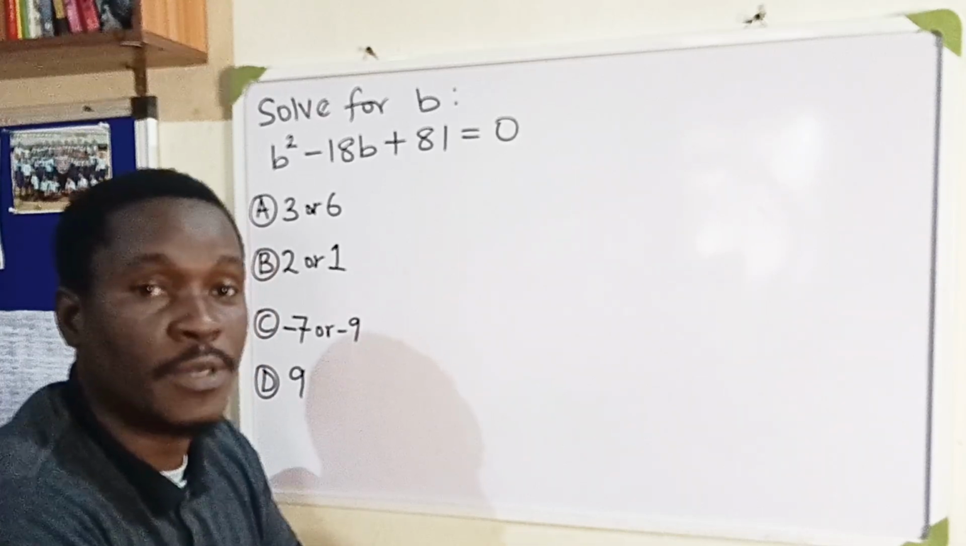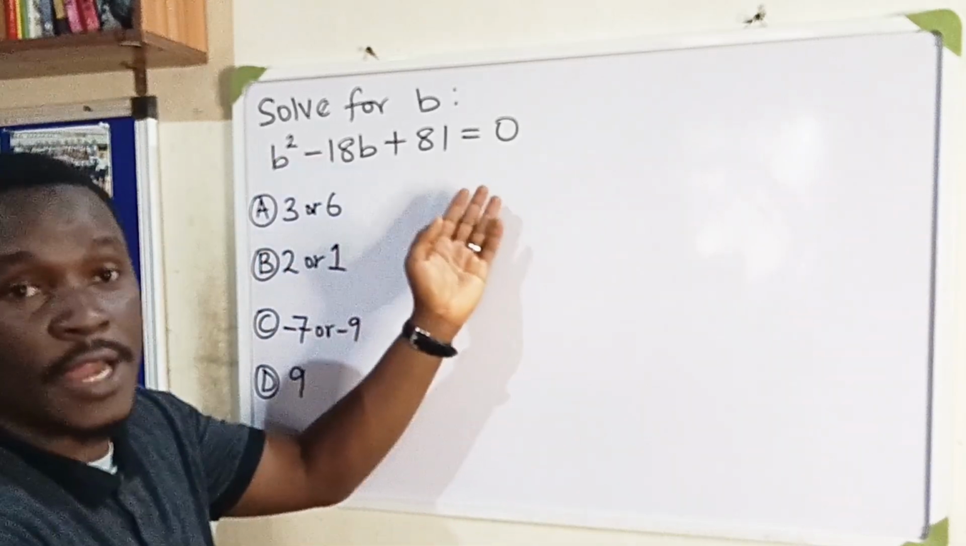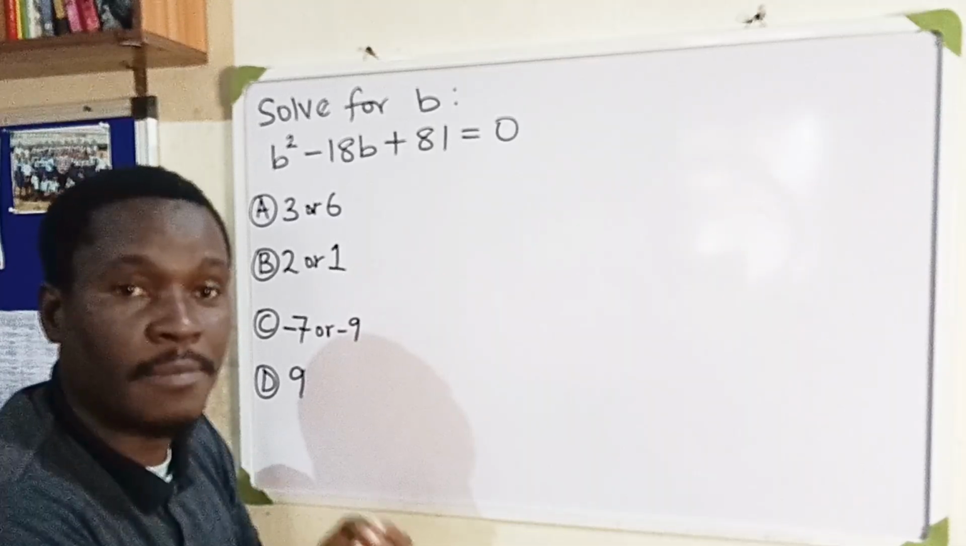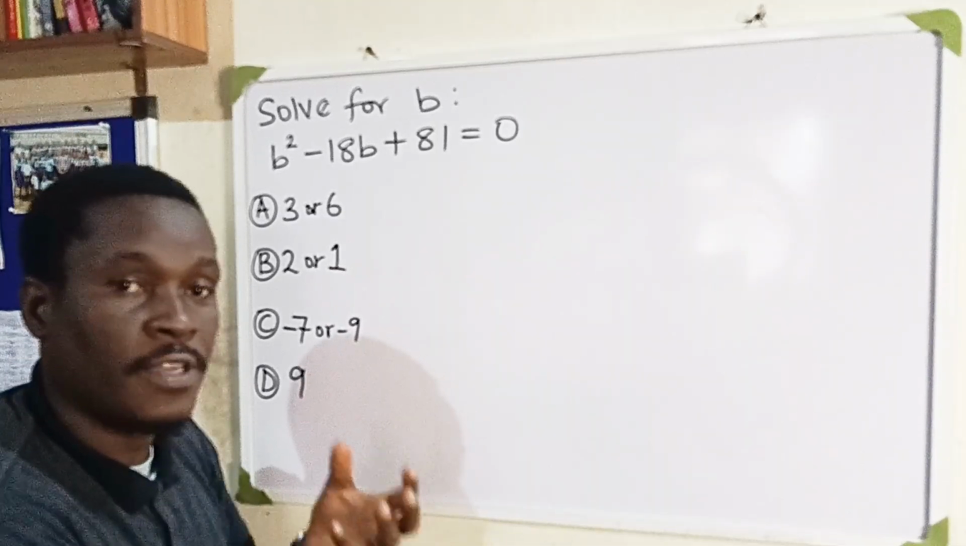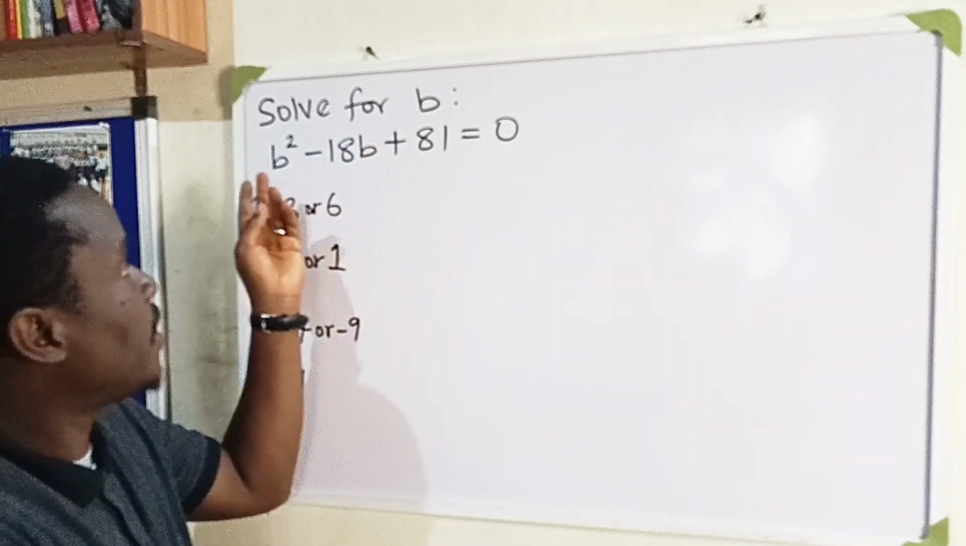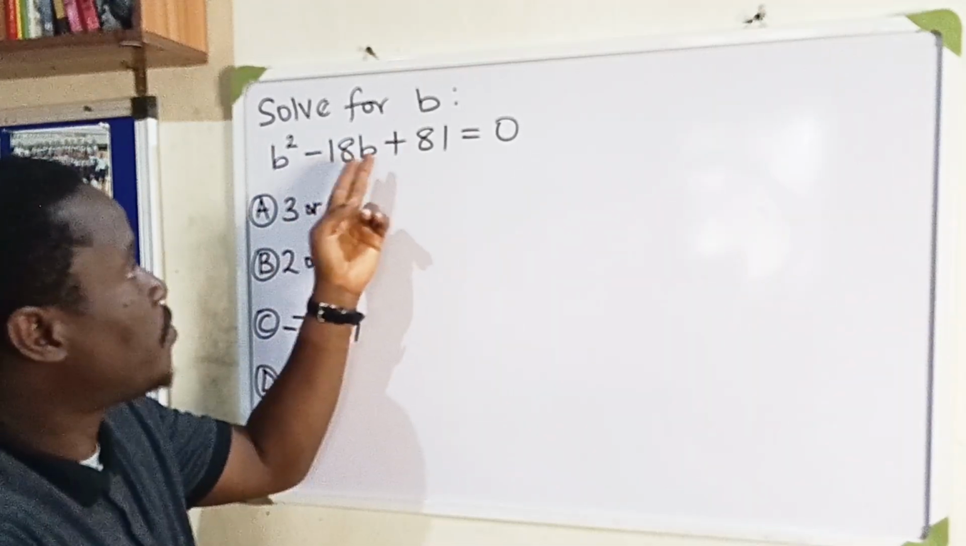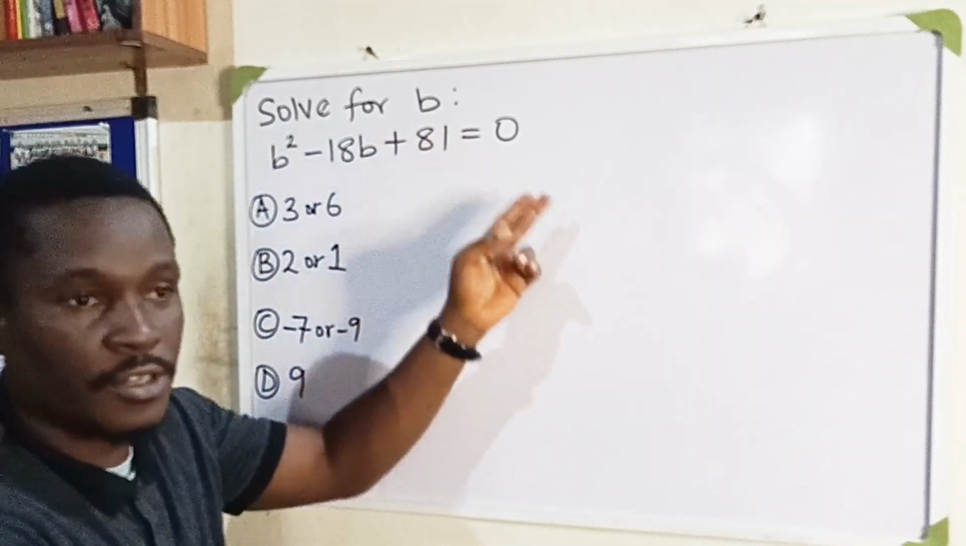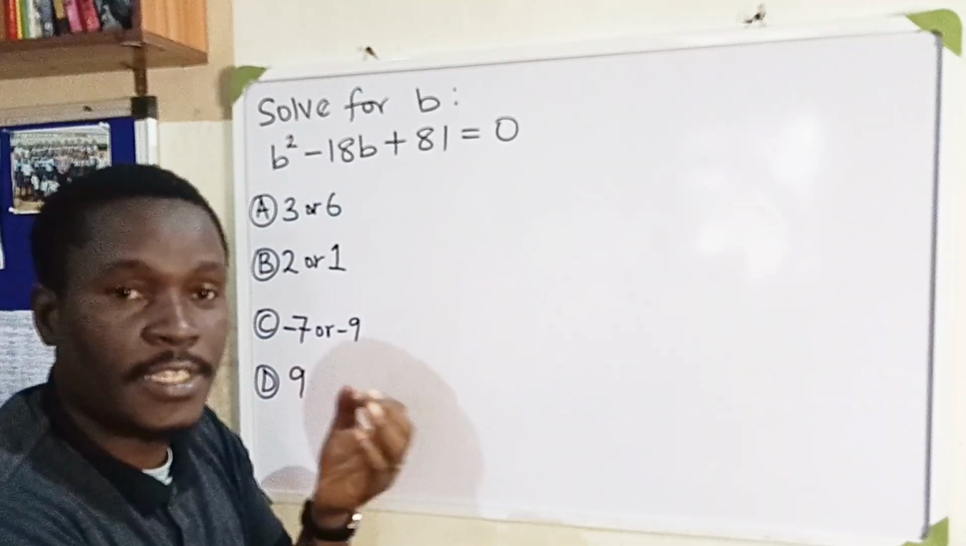In this video lesson, we'll be looking at this question we have here. This is an ASVAB test question involving quadratic equations. Here we are told to solve for b in b squared minus 18b plus 81 is equal to 0. This is a quadratic equation.